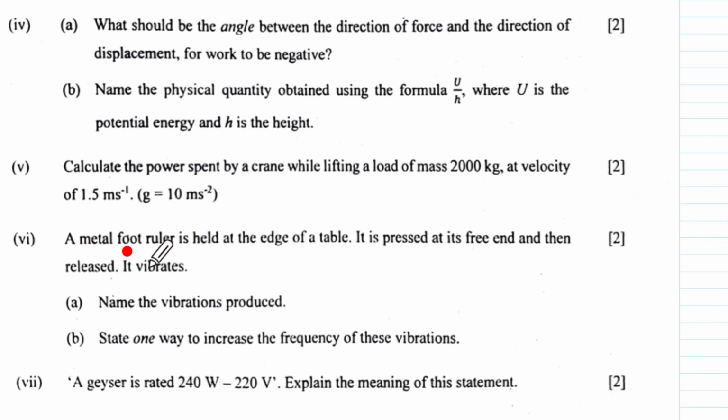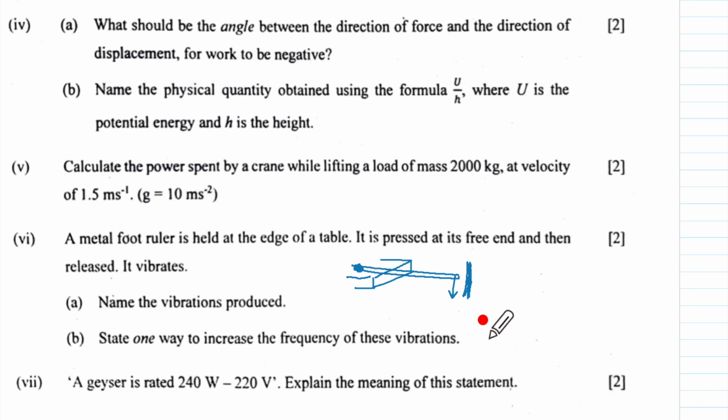Sixth one, a foot ruler is held at the edge of the table. It is pressed at its free end and then it is released, it vibrates. So you are going to have a tabletop like this, and we are going to place one ruler here. This ruler is held here, it is held at one end, and the free end is pressed downwards. So it's going to go like so.